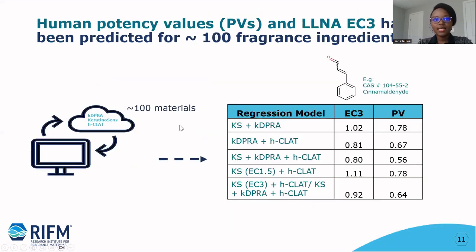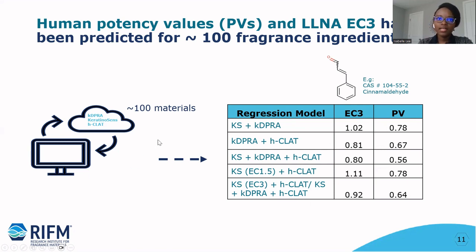So with the data set that I introduced before, what we did was to take all of the quantitative data from the kinetic DPRA, KeratinoSens, and h-CLAT and input it into Andreas's models. And what's great about these models too is there's an Excel spreadsheet where you can enter as many materials as you'd like and their data and it gives you an output. So we did that for 100 materials, and here's an example. We have cinnamaldehyde, where we generated different EC3 values in percentage based on the different equations. And then also based on the more recent equations, you have the human potency values that were also predicted in percentage form.